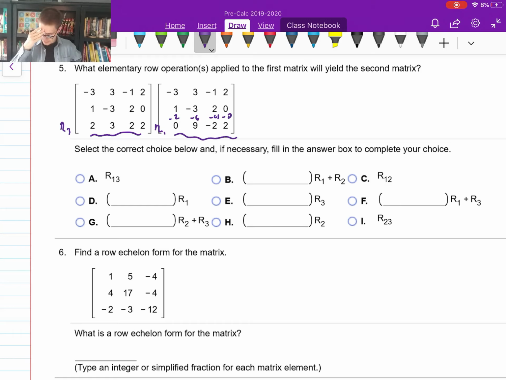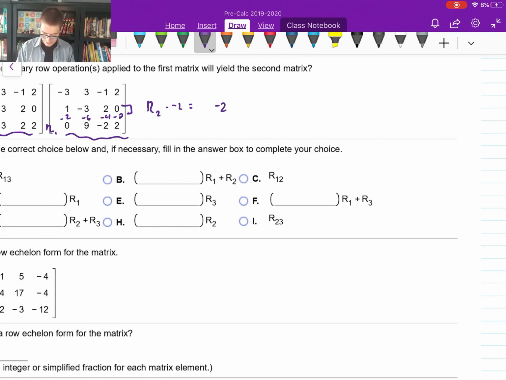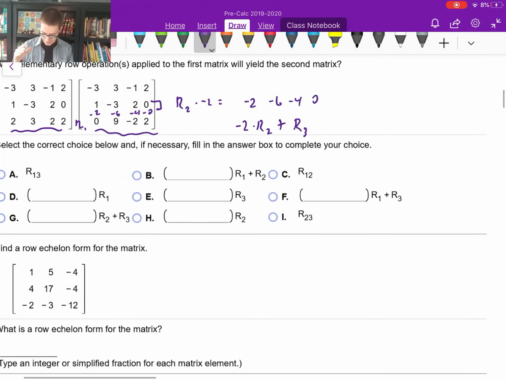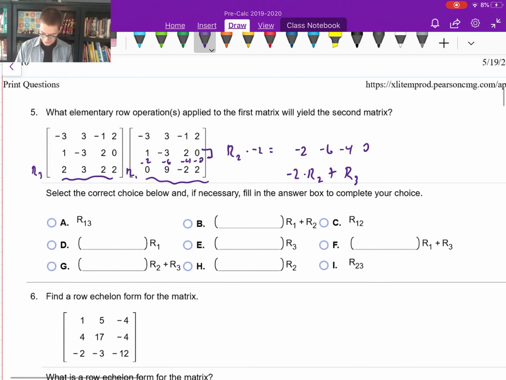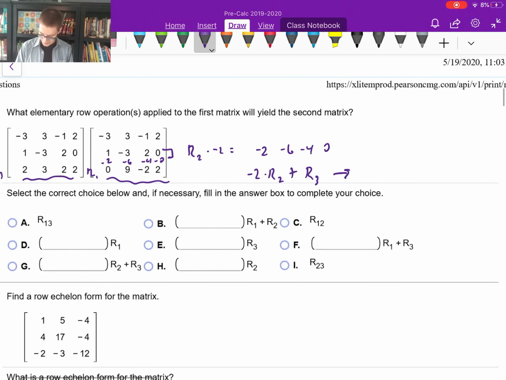Well, it looks like they can take the second row. So row 2 times a negative 2 equals negative 2, negative 6, negative 4, 0. Cool. So they took negative 2 times row 2, and they added that to row 3, and then that would give them this bottom row here, and then that became row 3.